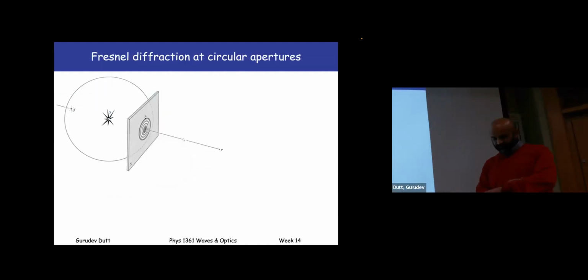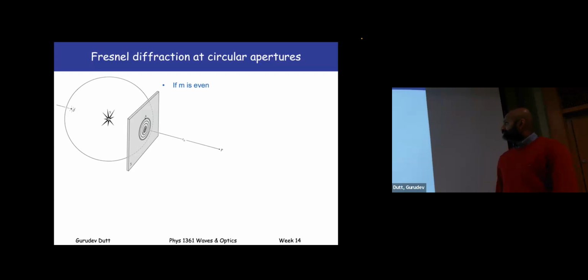Okay, so that brings me to the last little topic here, which is very interesting, I think, because it comes up with a non-intuitive result. So now we're going to do the Fresnel diffraction at a circular aperture. Okay, and that's the nice thing about Fresnel diffraction. Circular apertures are actually easier to handle than the rectangular apertures.